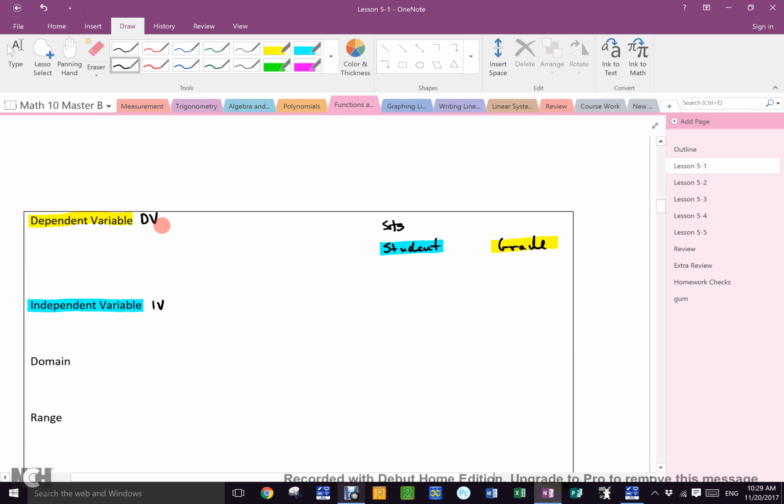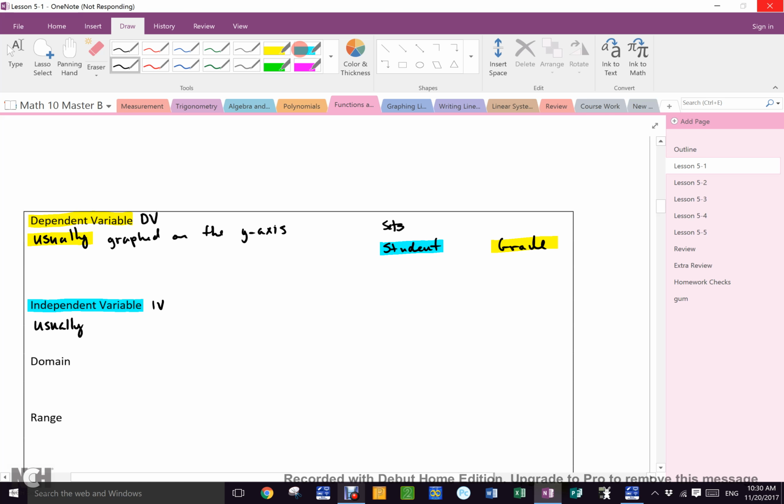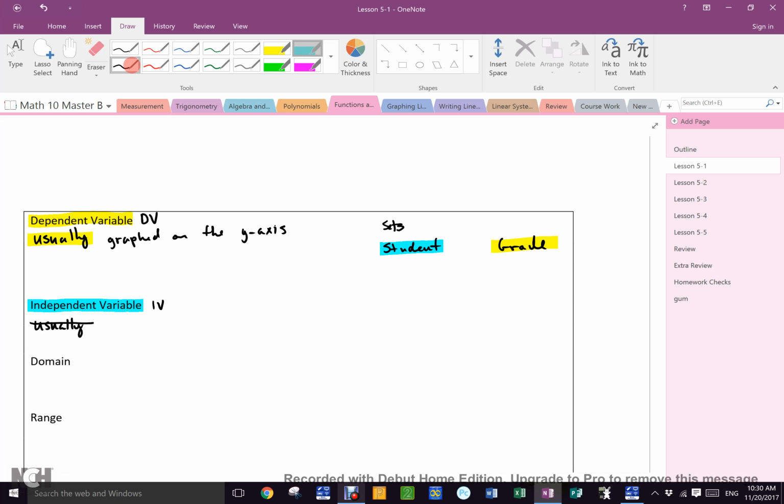One, the dependent variable is usually graphed on the y-axis. And the independent variable is, of course, usually, that's going to cross out in black even though I tapped the blue highlighter. Where would the independent variable be graphed then? On the x-axis.